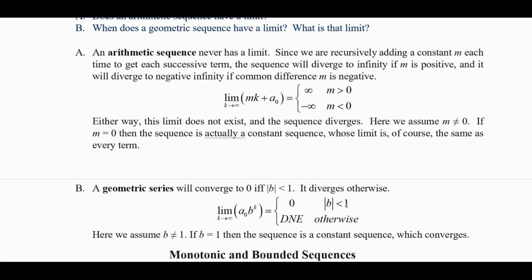How small? Well, less than 1. Absolute value less than 1. But it doesn't exist otherwise. Now, we are making one assumption here, that b is not 1. If b is 1, then every time we're just multiplying by 1, that means we have a constant sequence, and we're not going to really count that as being a geometric sequence. So that, of course, a constant sequence converges again.